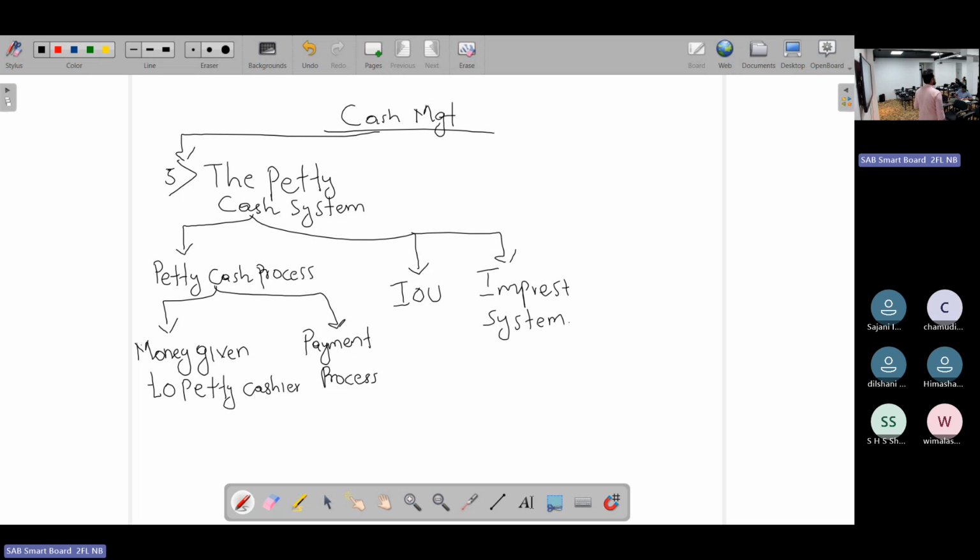Anything else we discuss? Apart from these topics, any topics we discussed? What's the last topic we discussed under the cash management process? Business risk.